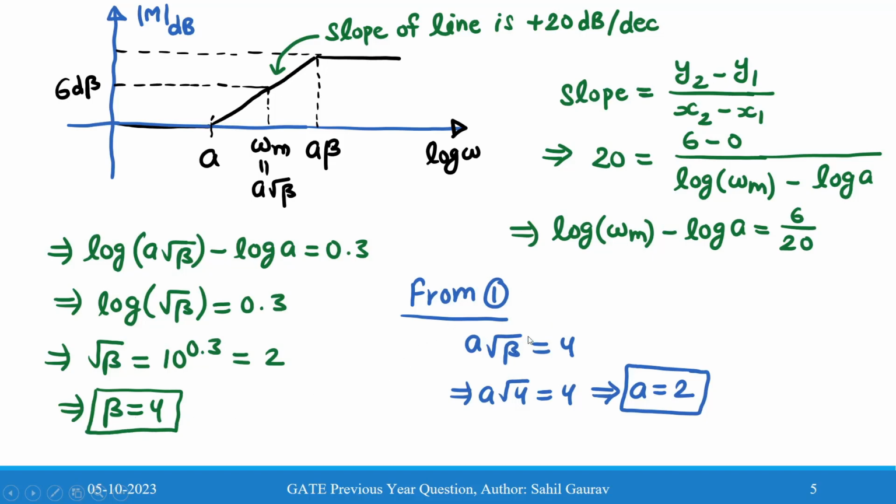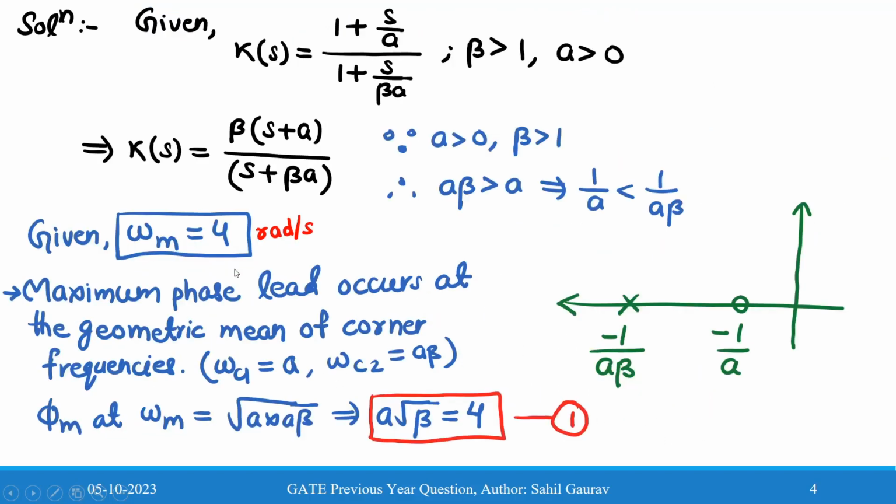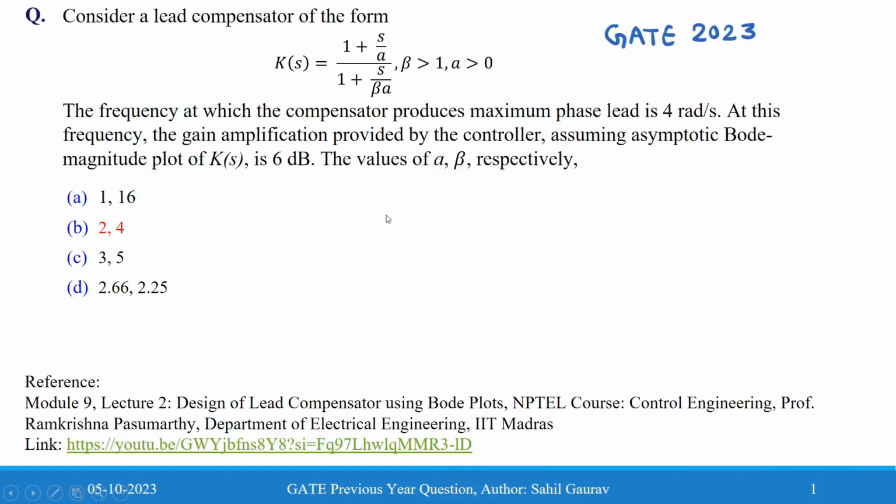Now using the first equation, a square root beta is equal to 4. Therefore we also get a equal to 2. Hence we have got the values of a and beta as 2 and 4 respectively. Therefore the final answer for this problem is B. The value of a is 2 and beta is 4. B is the correct answer. Thank you.